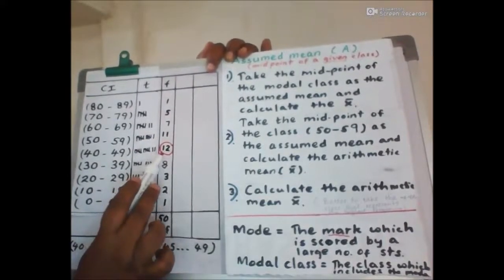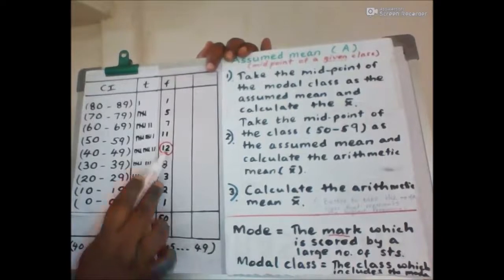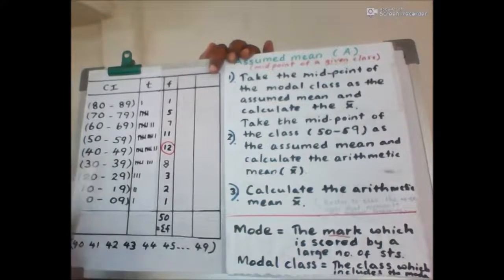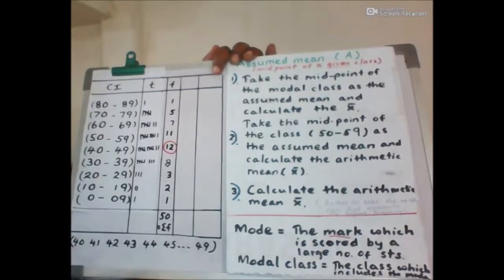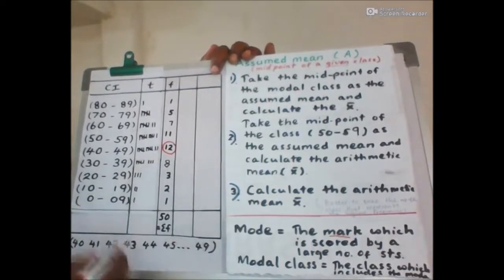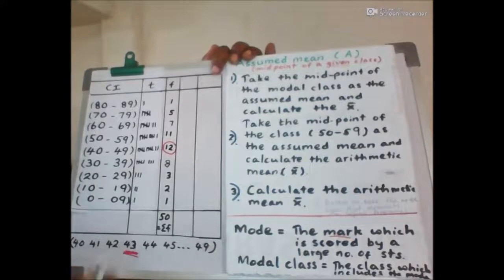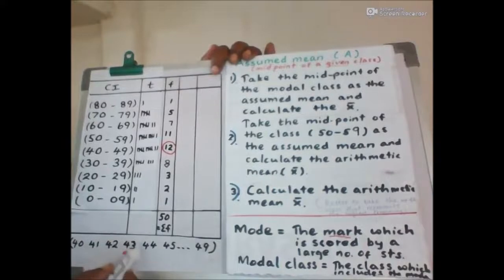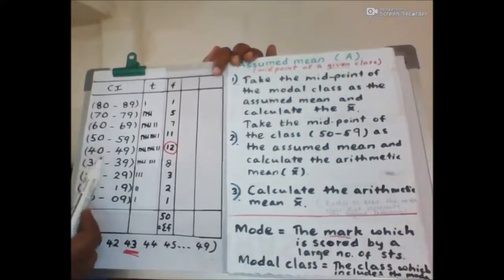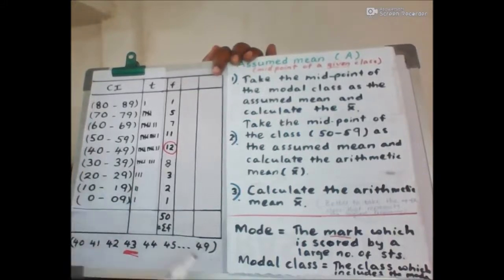No. 12 students have scored a particular mark in this class. What is the class? 40 to 49. In this class, 40 to 49, there are many values: 40, 41, 42, 43, likewise. So 12 students have scored a particular mark, maybe 43. All 12 have scored 43, and that would be the mode. But how can we know what that particular mark is here? We don't know. We haven't expanded this.